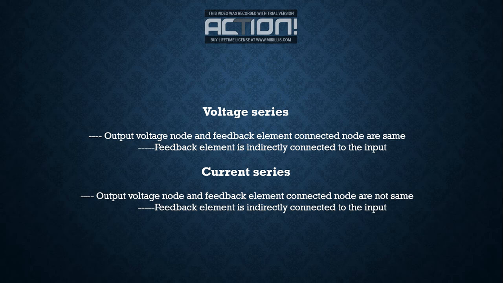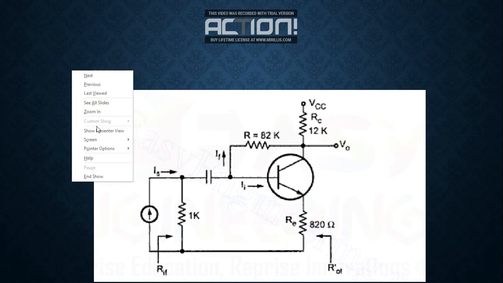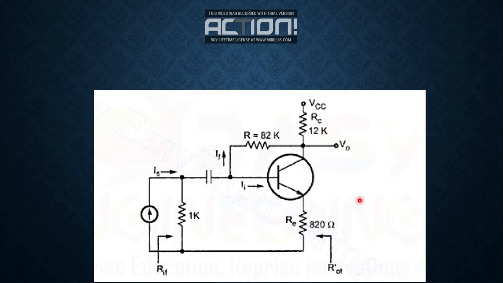Let's do some exercise. This is a negative feedback amplifier circuit. Let's find out the topology. Simply, we can find out the topology. I will use pointers so that it will be easier for me to represent the problems in an efficient way. Here the output is taken at this node.